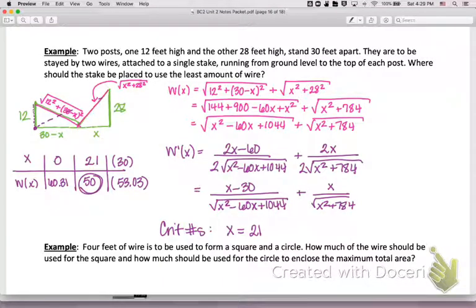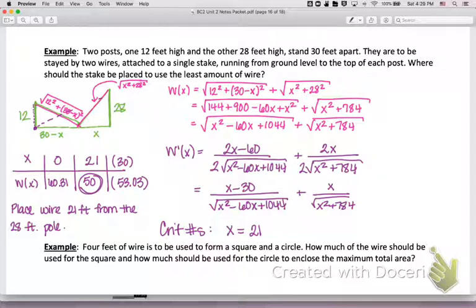But the question was, where should the stake be placed? So if 21 is x, that means that we want to place the wire 21 feet from the 28-foot pole. That's how we can describe where we would want to put it.